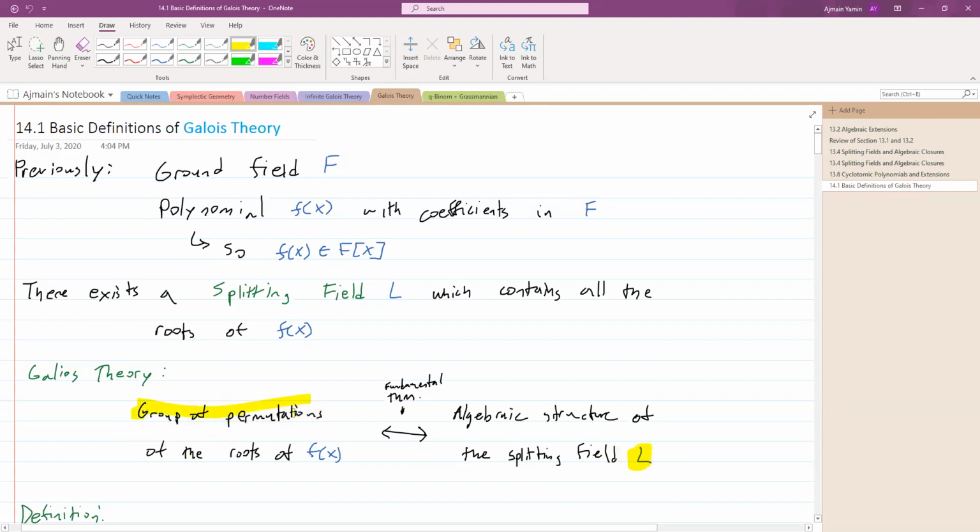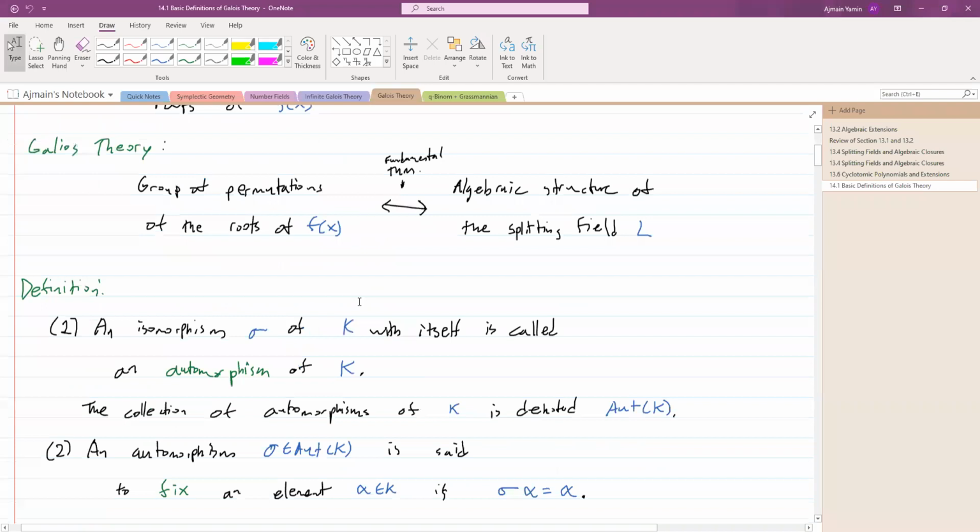It turns out there's a bijective, inclusion reversing correspondence between the subgroups of this group of permutations, or group of automorphisms, and subfields of L. And the correspondence is given by taking fixed fields of the automorphism groups, and by taking automorphism groups of L fixing that subfield.